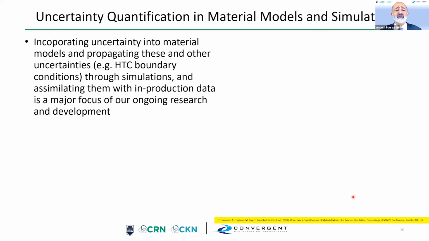And here, what we do is we incorporate uncertainty into our material models, and then we propagate these and other uncertainties, in particular the heat transfer coefficient boundary conditions, through our simulations. And I'm going to show you how we then assimilate it with in-production data.